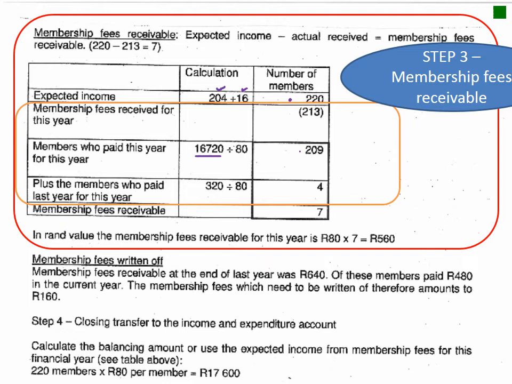Then we also had members who paid last year for this year. Remember, this was our amount received in advance at the end of last year. We already reversed this adjustment. That 320 divided by 80 means there were 4 members who paid this year's membership fees last year. So we got that money for the 4 members last year, the 209 members we got this year. So we've received money from 213 members. That's 209 plus 4, 213.